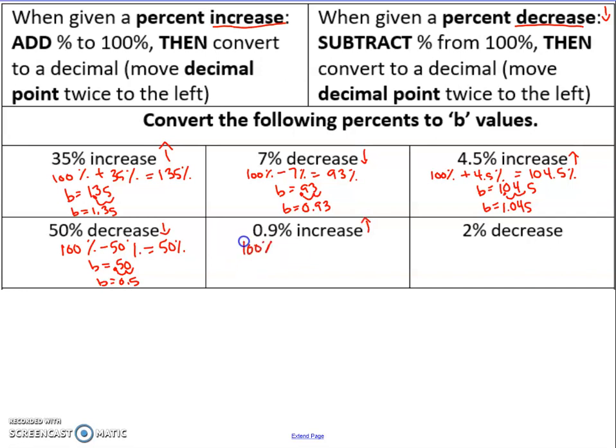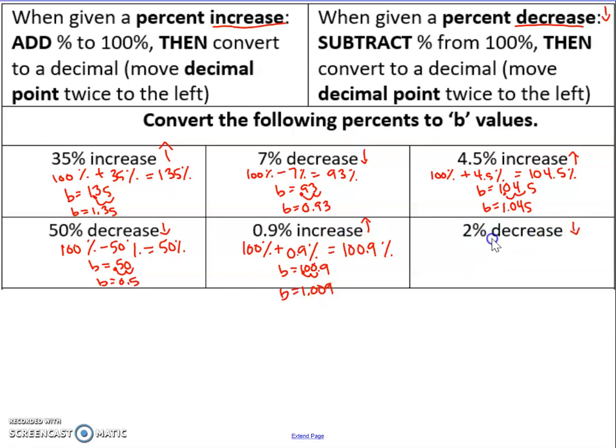All right, 0.9% increase. Increase says add to 100. So I'm going to add that 0.9%. So I get 100.9%. I'm going to take, for the B value, drop my percent sign, move my decimal 2 places left. So my B value is 1.009. That shows increase. All right, we're good.